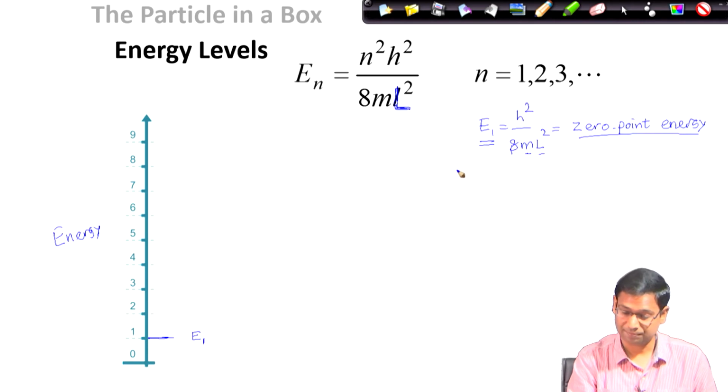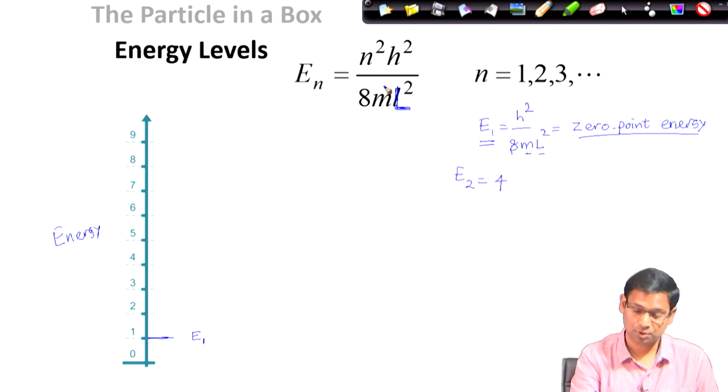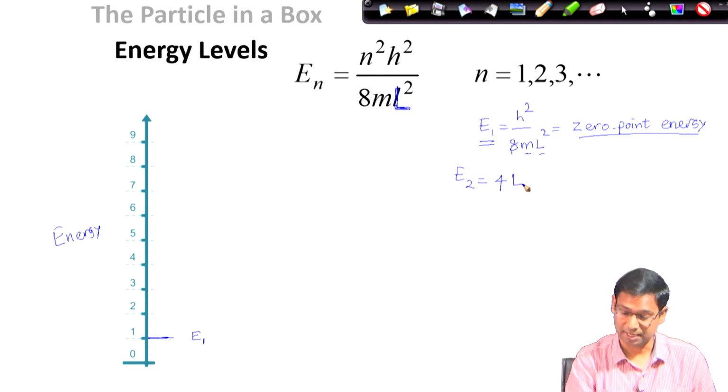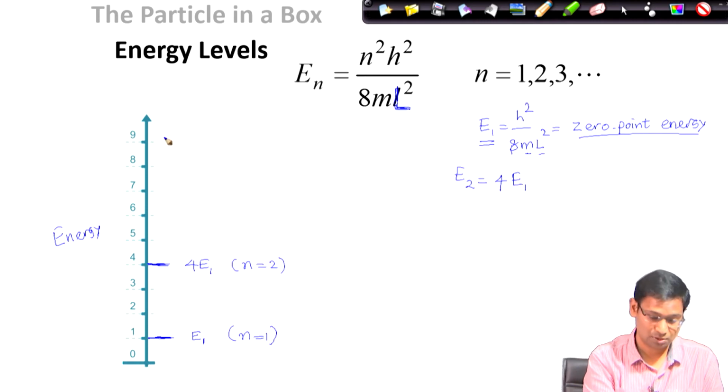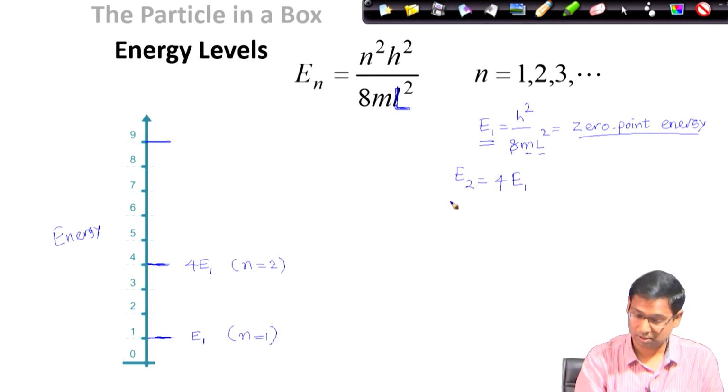In the same way, if I look at E 2, what would I get? It has n square. So, 2 square is 4 h square divided by 8 m L square. So, I am simply writing it as 4 E 1. So, if the lowest eigenvalue is here, the next eigenvalue is somewhere here. This is n equals 2, this is n equals 1, and this next one will be E 3, which is, you can already see that n square is 3 square. So, 9 E 1, where n equals 3.